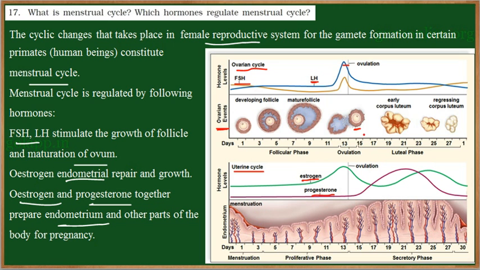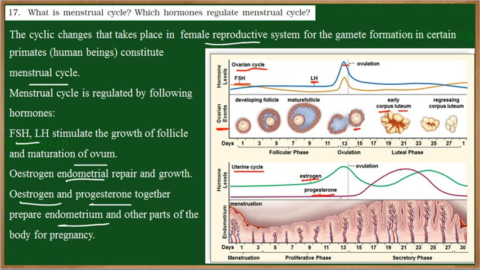Now this oocyte is called a secondary oocyte, and the follicle turns into the corpus luteum. The corpus luteum secretes progesterone and estrogen. Both these hormones maintain the endometrium lining.